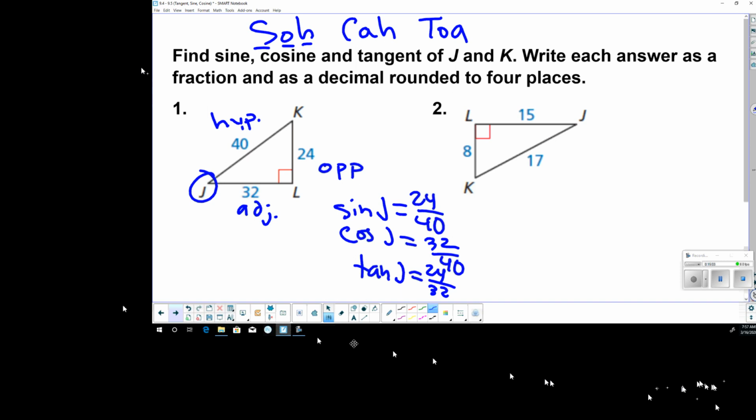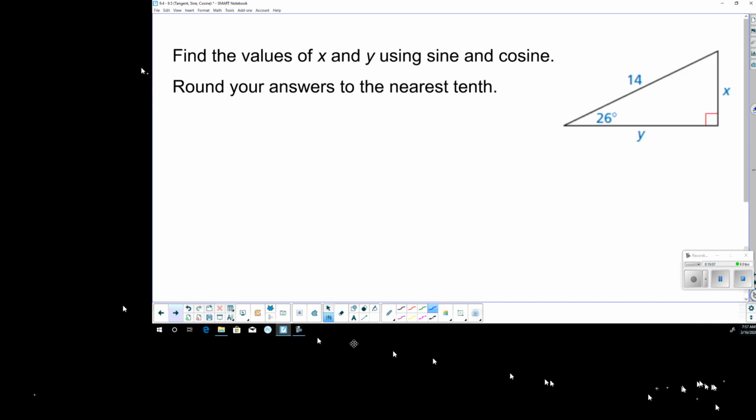trig ratios down. Now, one of the main reasons, or probably the main reason we learn sine, cosine, and tangent is that it allows us to solve triangles. If you take a second and look at this triangle, it's a right triangle. One angle is 26 degrees. We know the hypotenuse. I'm going to label it. The hypotenuse is 14, and we're trying to find x and y.